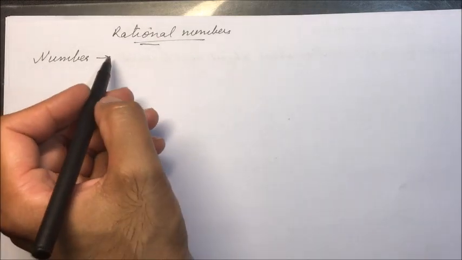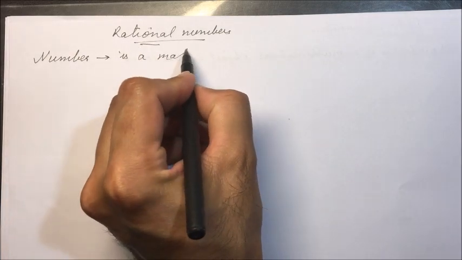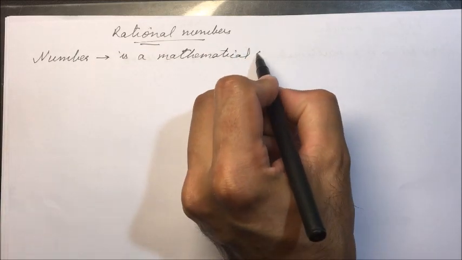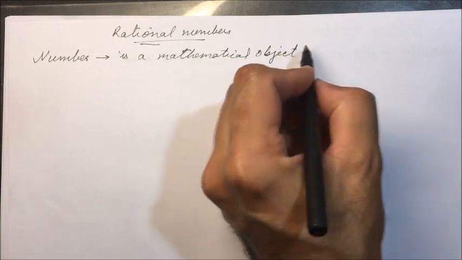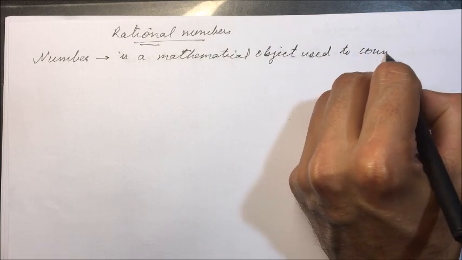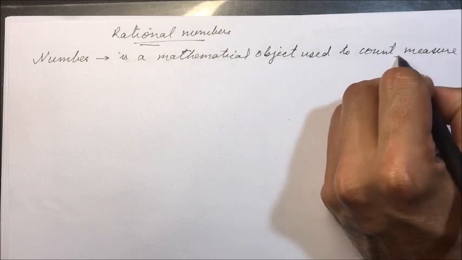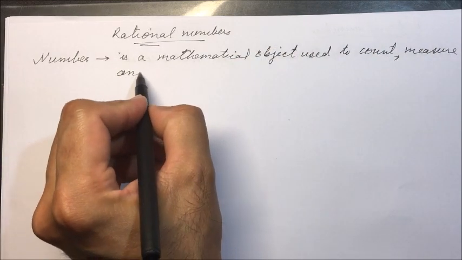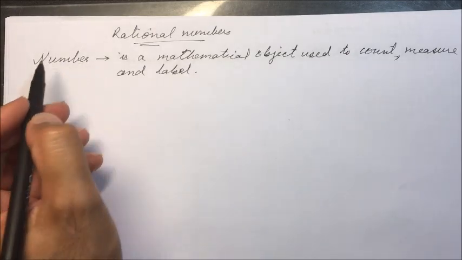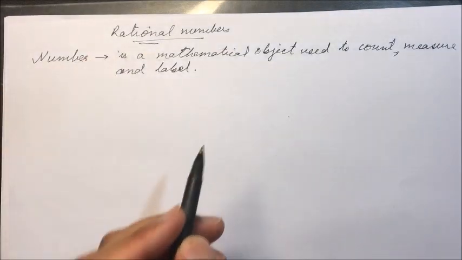So its definition in mathematics, it is a mathematical object used to count, measure, and label. So we use numbers for counting, measuring, and labeling. So this is how numbers are defined.